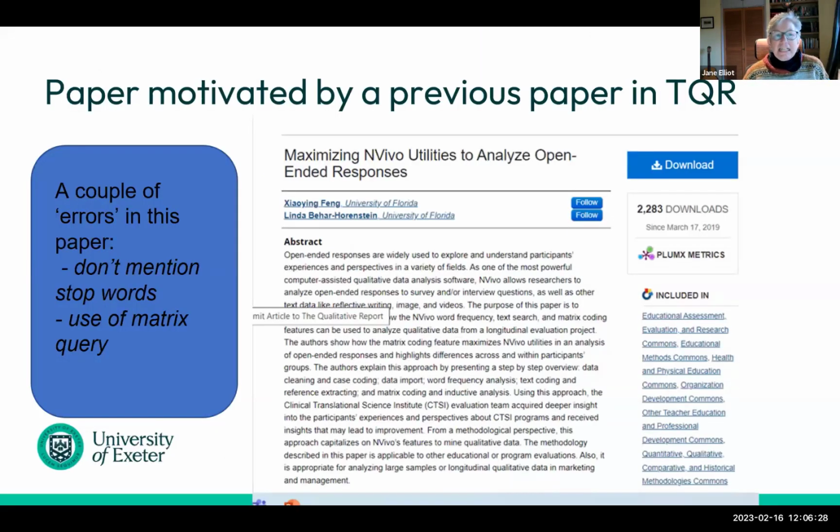And I also want to come clean from the beginning that my paper in the Qualitative Report was motivated by reading a paper that was written back in 2019, which again is a very helpful step-by-step introduction on how to analyse open-ended responses in surveys. But I would say that these authors made a couple of what I would call errors in their paper. Well, the first one is definitely an error, that they didn't understand the use of stop words in NVivo. So that's something very practical that I'm going to highlight today.